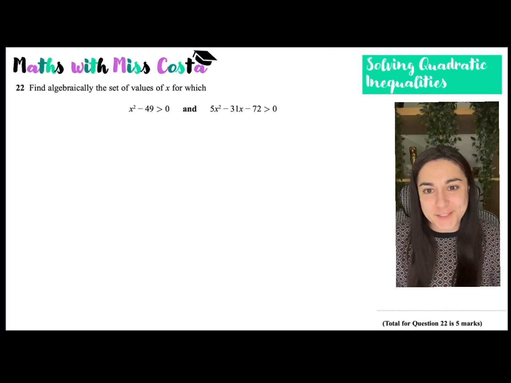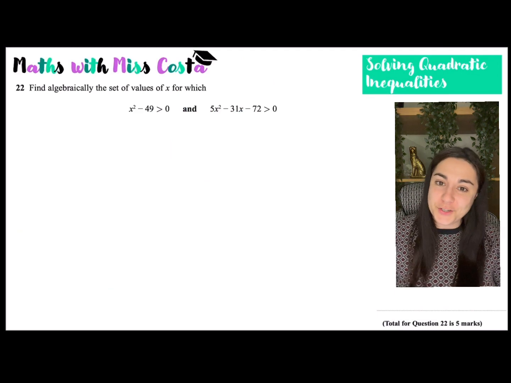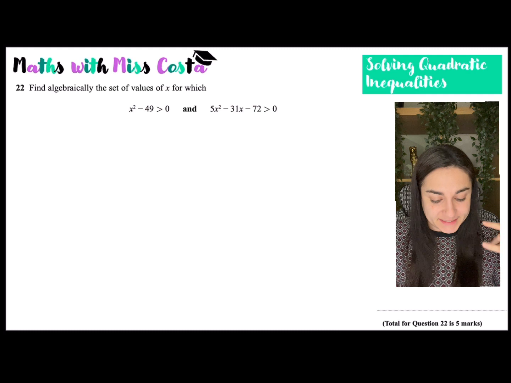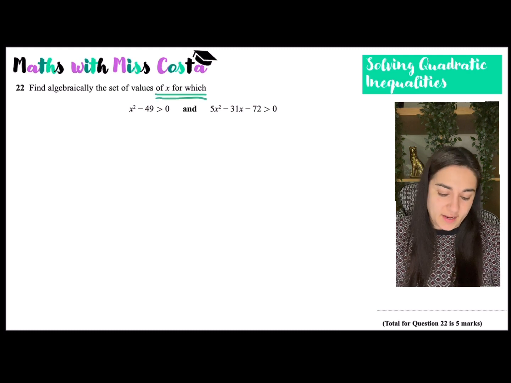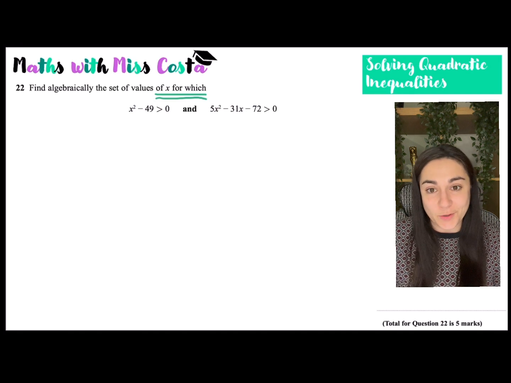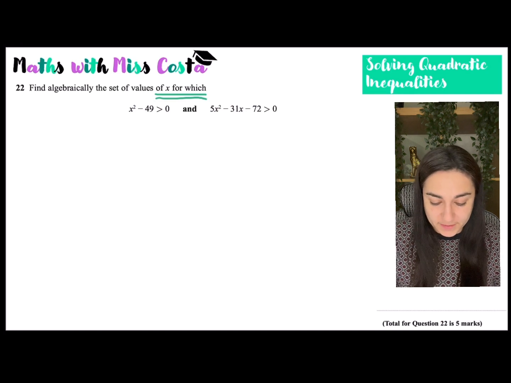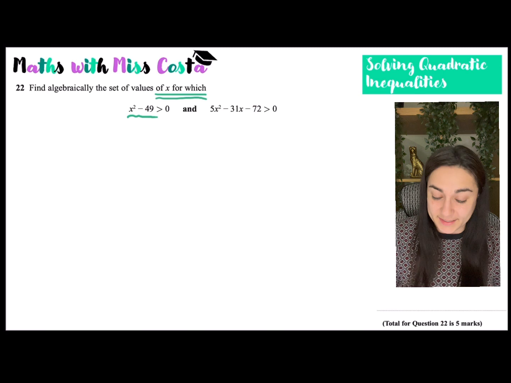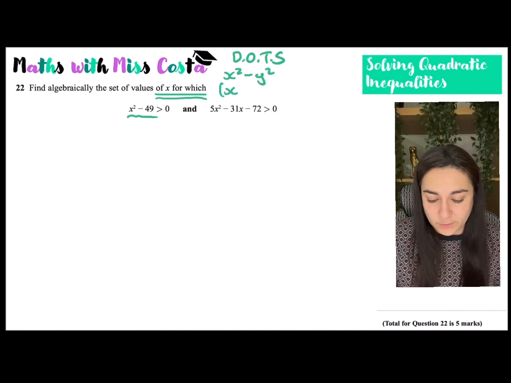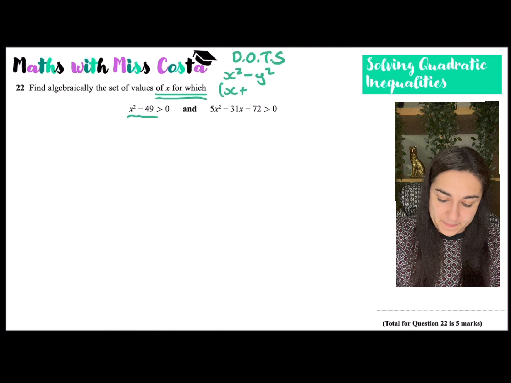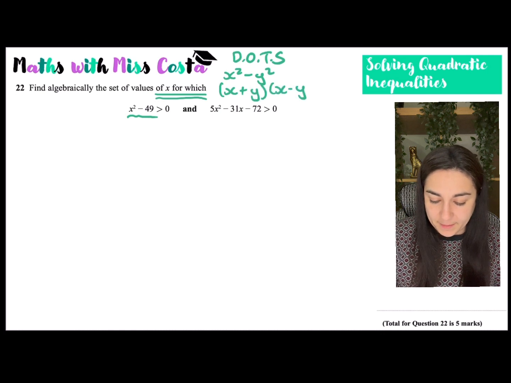Okay, so the last question of the paper, here I have been given two quadratic inequalities and I'm asked to find algebraically the set of values of x for which satisfies both of these inequalities. So let's start with the first one. I can see it's x squared to take away a square number, so I know that it's the difference of two squares. That happens when you've got x squared to take away another square number, and your solution is always going to be x plus y and then x minus y.